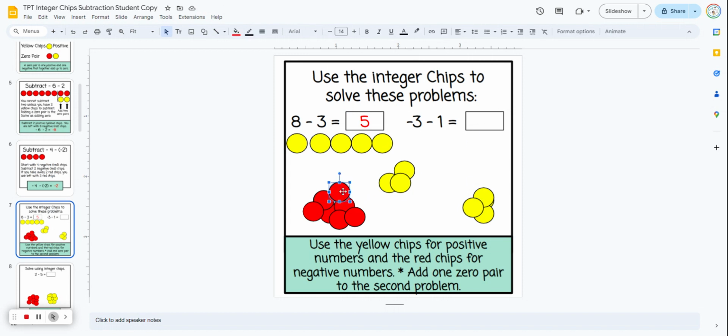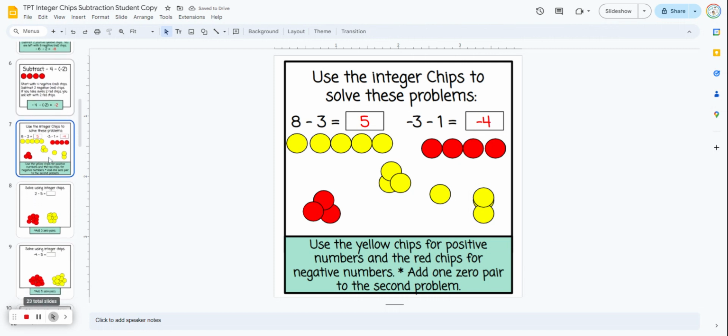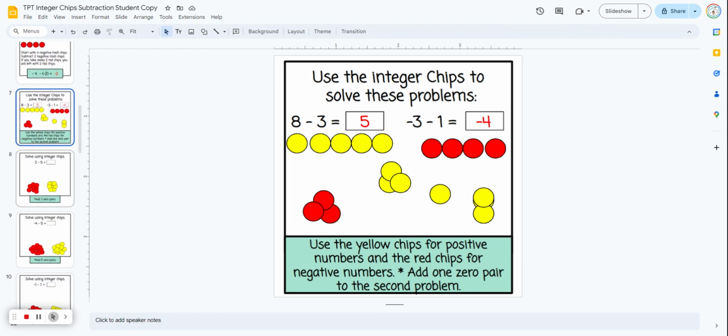Now this one we have -3, so they just put 3 red chips. Now we don't have one positive to subtract, so we're going to add a zero pair. And it tells us at the bottom to do that. We can add a zero pair because it equals 0. Now we can subtract this 1, and we get an answer of -4. So subtracting is a little bit more tricky than adding with integer chips.